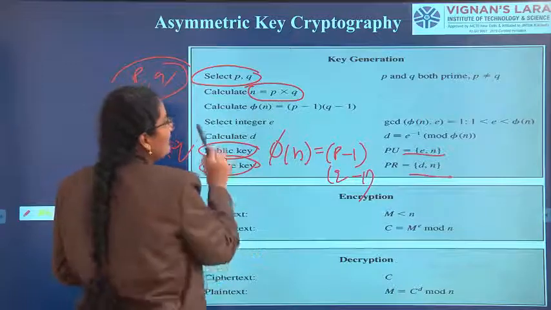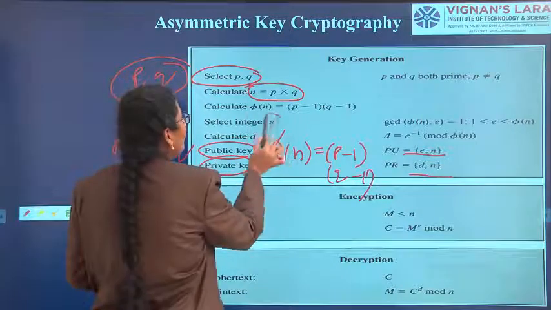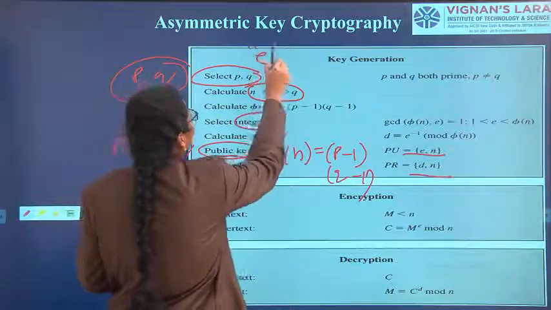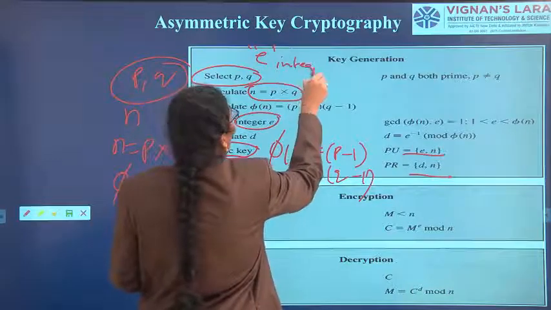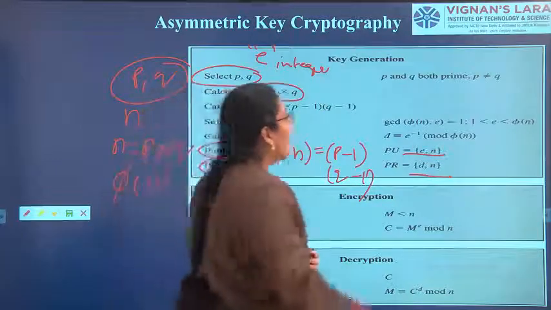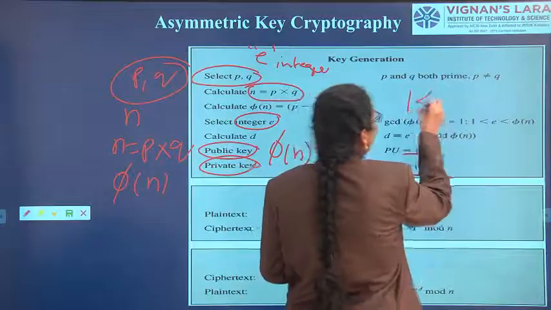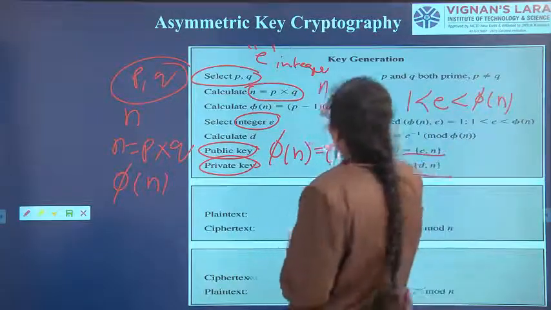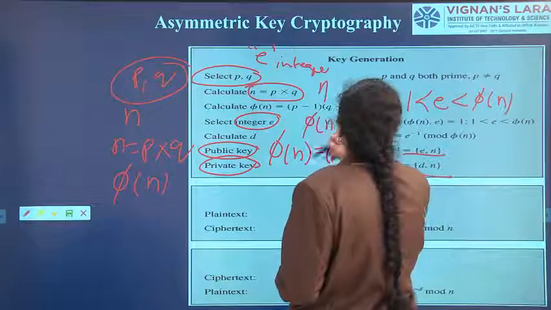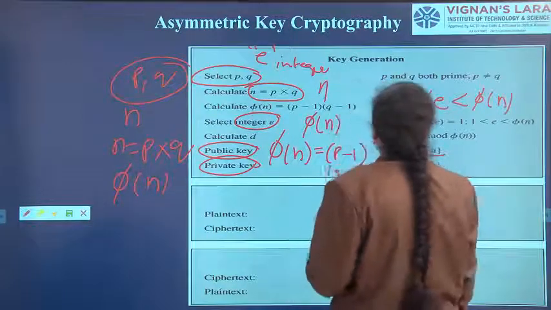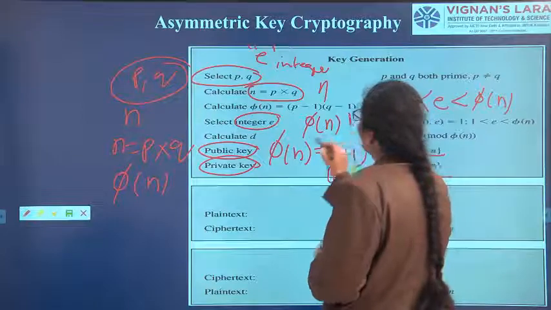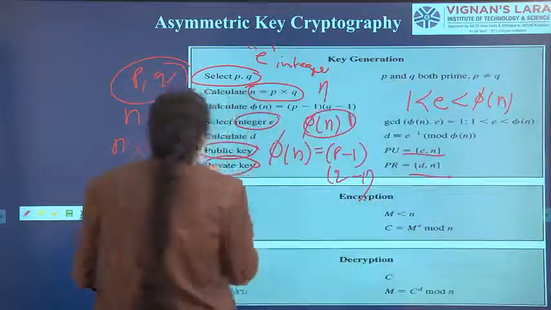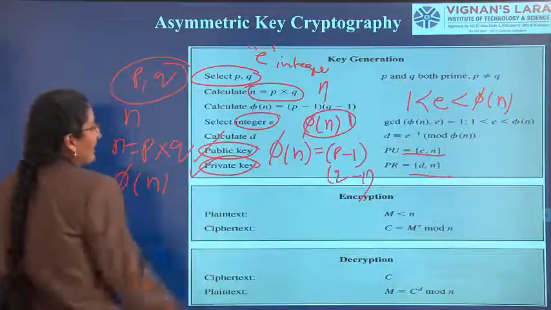Then what is E? You have to select E. E is an integer. So how can we select this integer E? The condition for selecting the integer is 1 less than E less than phi of n. You know the value of n and you know the value of phi of n. You should select the value of E between 1 and phi of n. Then you can denote the public key and private key.